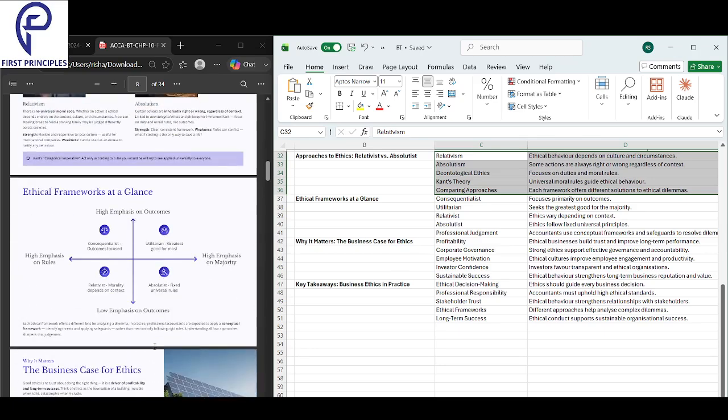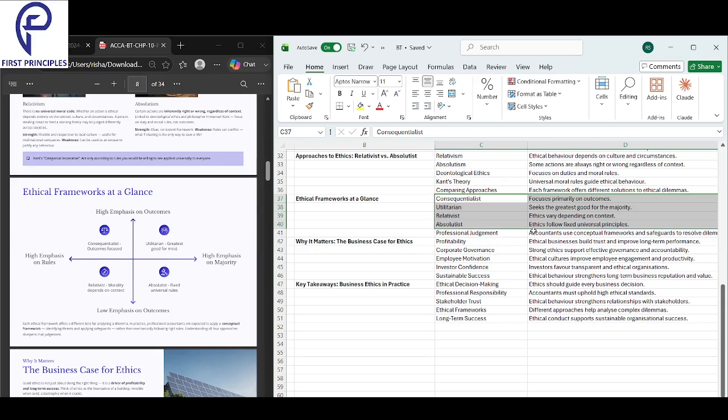Okay, so now just looking everything together, here you can see at a glance all the approaches that we have just studied. Consequentialist focuses on outcomes. Utilitarian seeks the greatest good for the majority. Relativist, ethics depend upon context. Absolutist, some things are absolutely right and wrong irrespective of context.